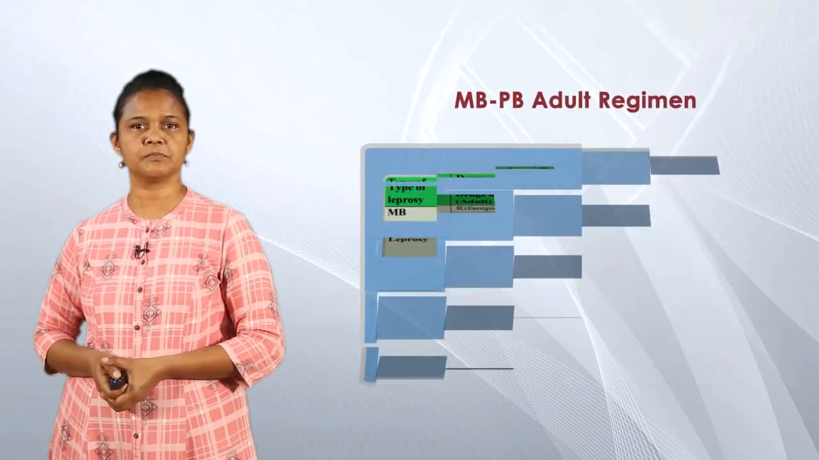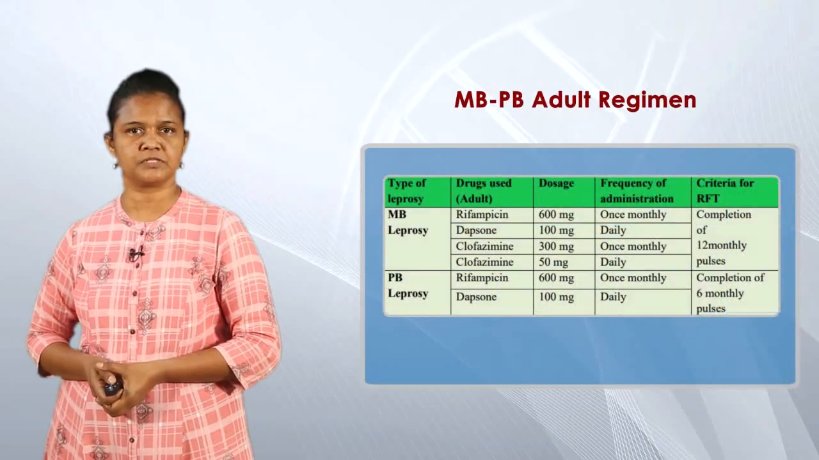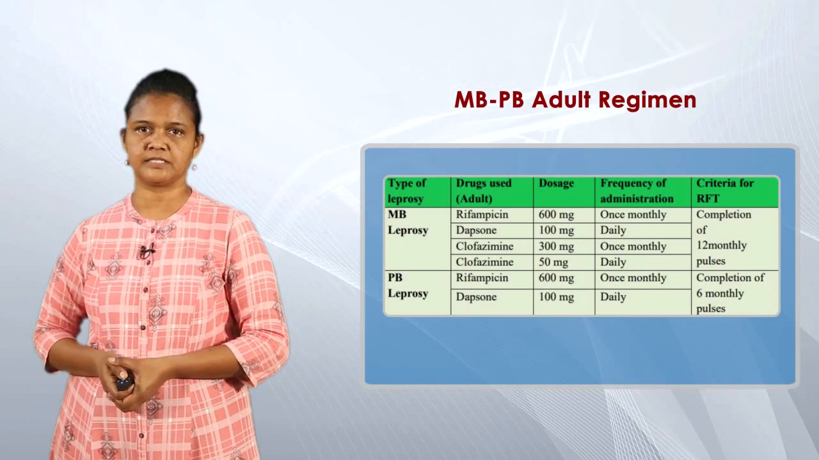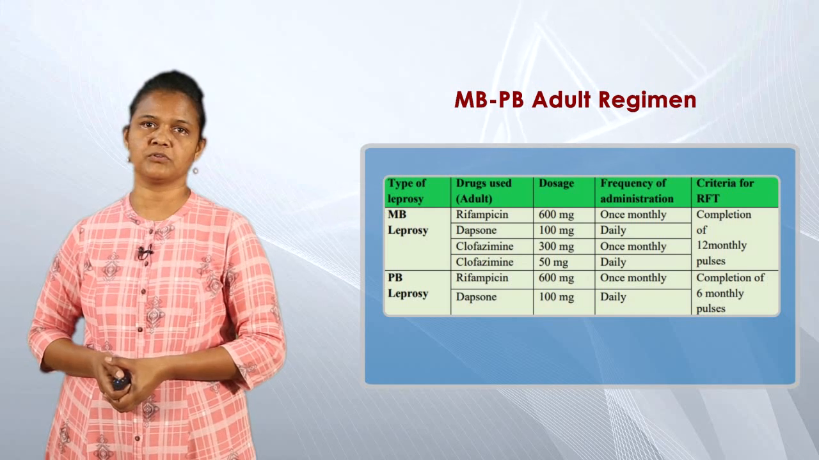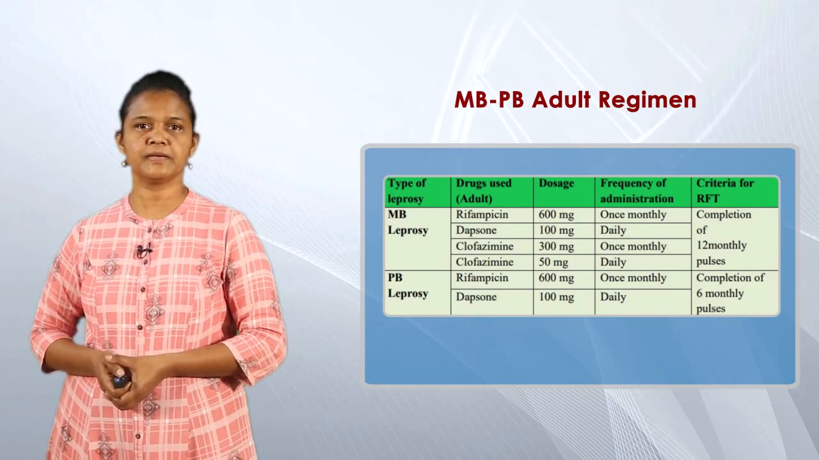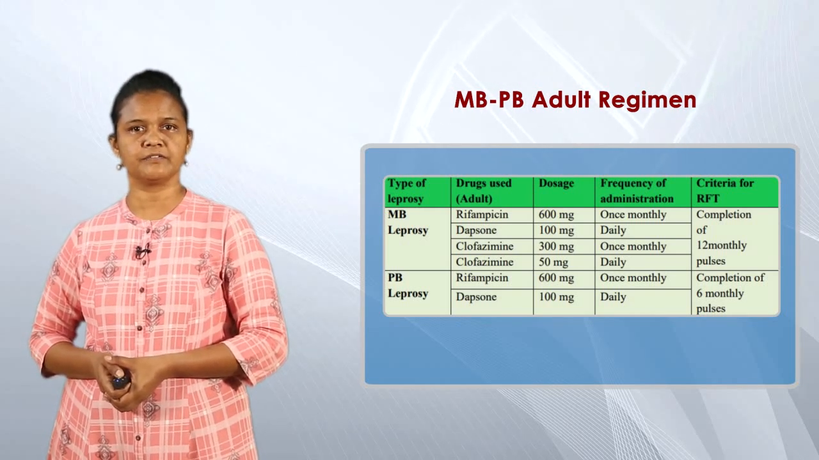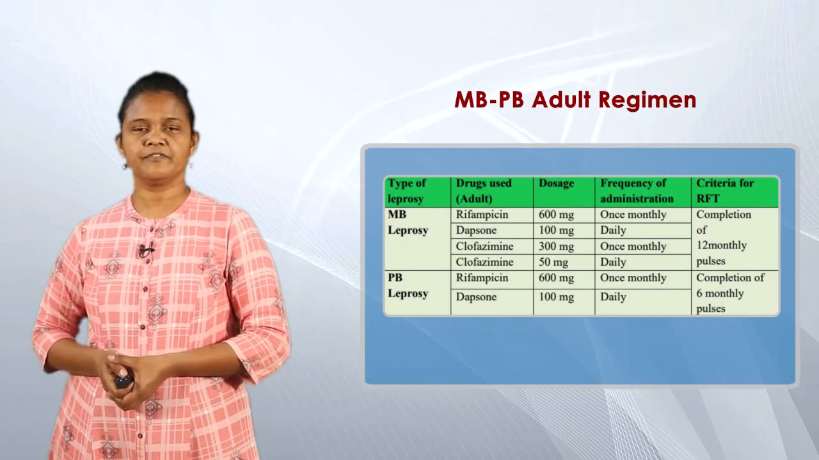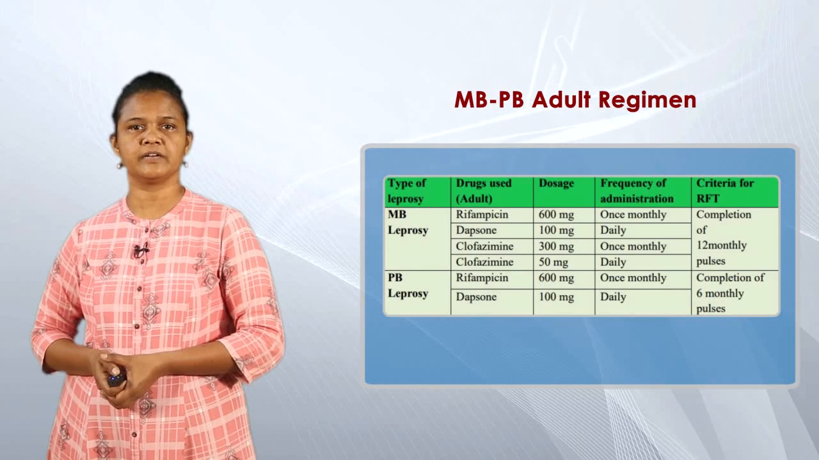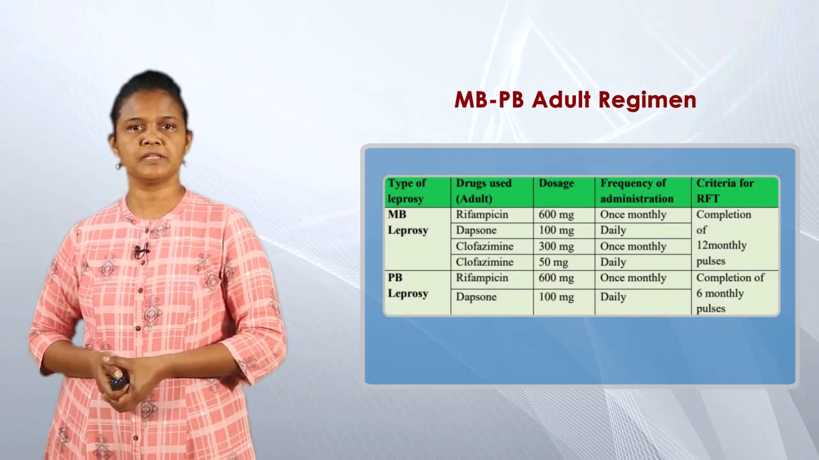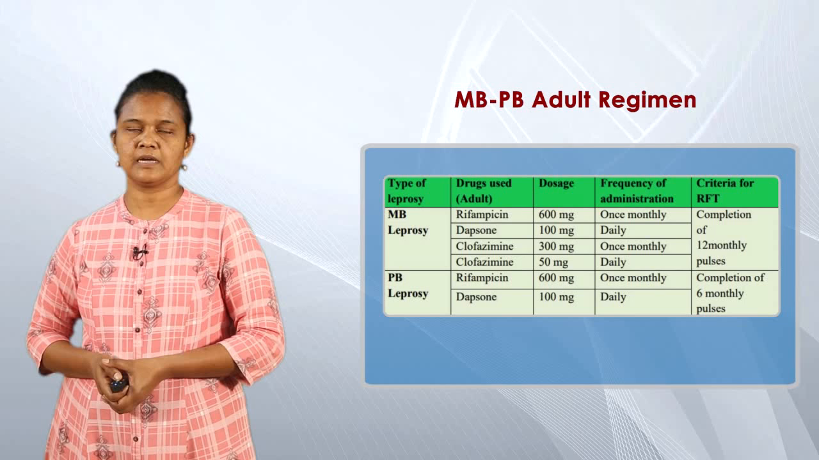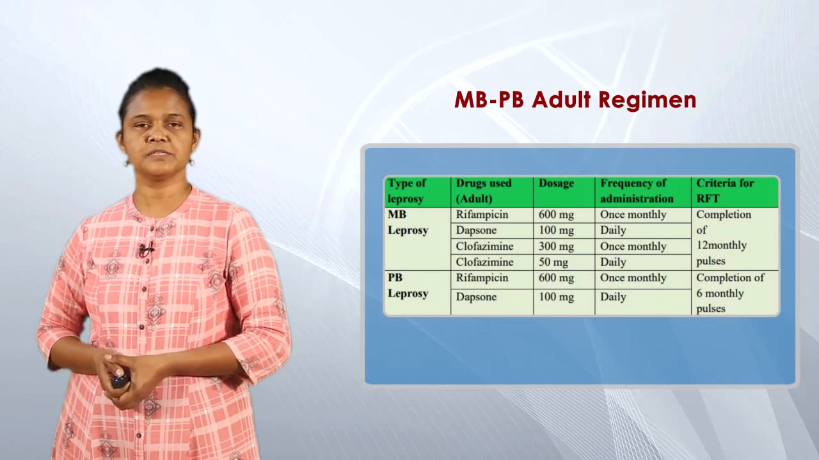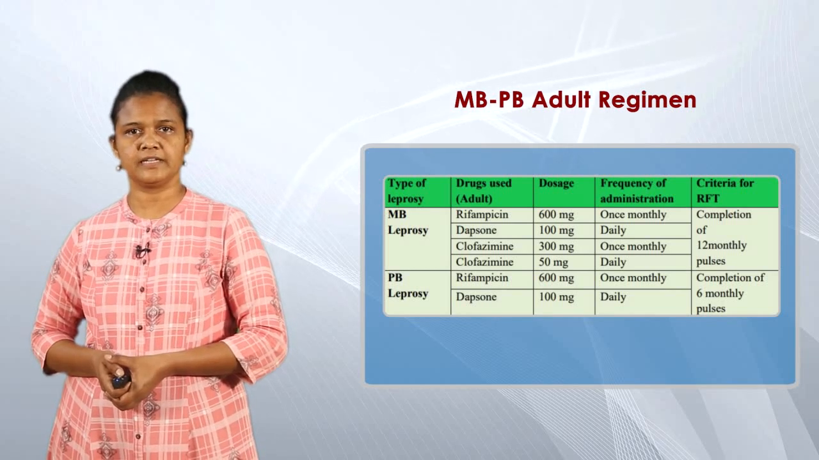Now this slide talks about the treatment of multibacillary and paucibacillary leprosy. The treatment is divided according to the adult regime and the child regime. This slide talks about the adult regime. In the multibacillary cases, we have 3 drugs which are given: rifampicin, clofazimine and dapsone. Rifampicin is given in a 600 mg monthly dose and clofazimine 300 mg monthly dose. Dapsone 100 mg is given daily and clofazimine 50 mg is given daily.